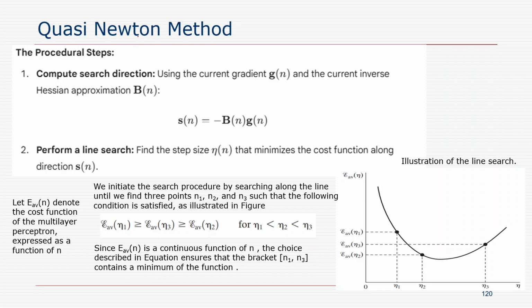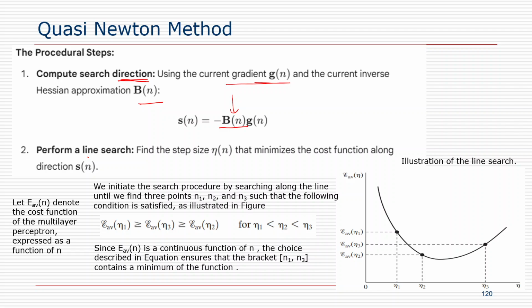Now we'll look at the steps we follow if we go with BFGS, the general strategy of the quasi-Newton method. First, we have to compute the search direction using the current gradient g of n. The current approximation of the inverse Hessian is B of n, so the direction is minus B of n times g of n. We saw how we calculate it, but this B of n is the approximation for the inverse Hessian, and the search direction will be opposite of that.